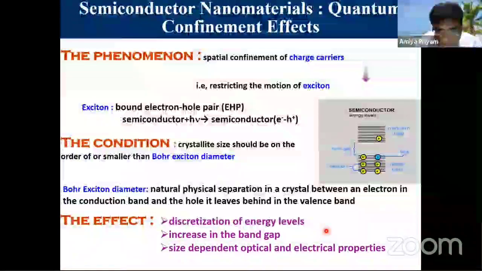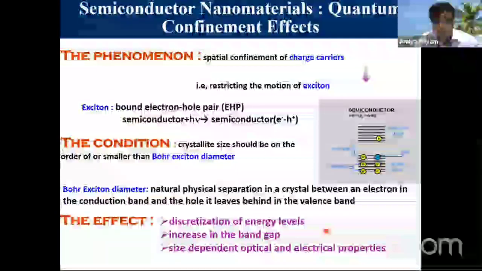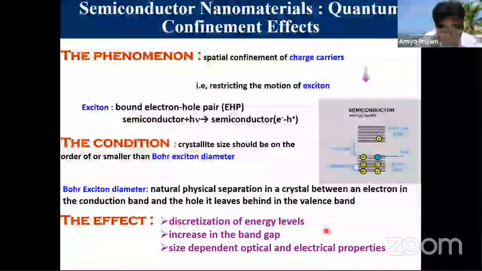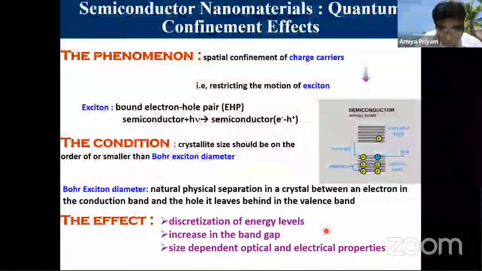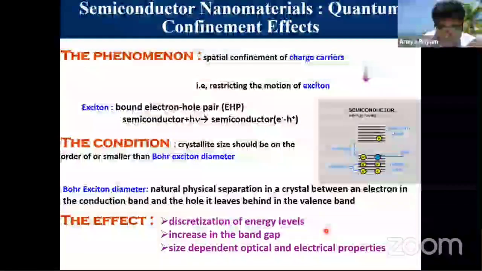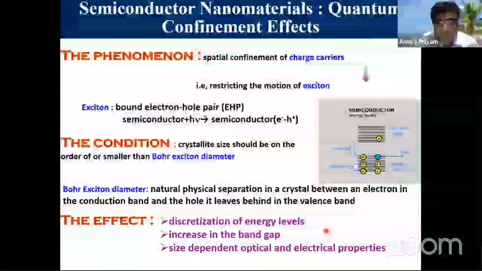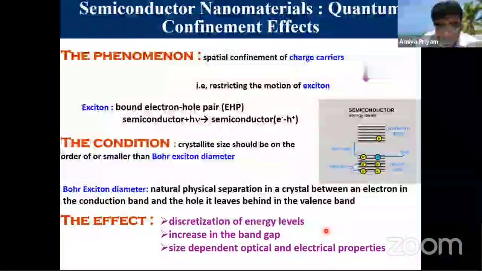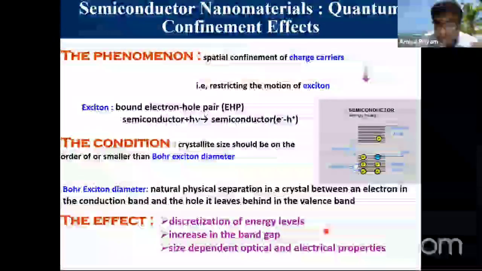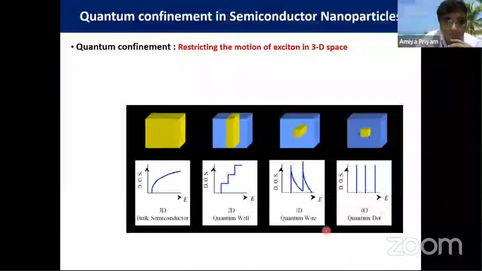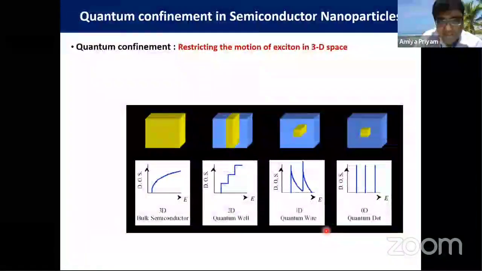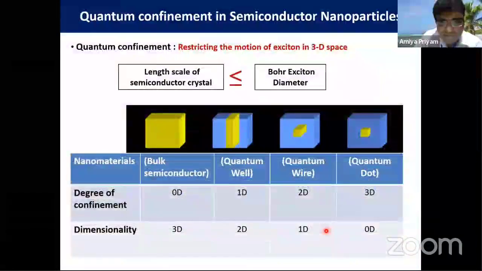So there will be an increase in the energy gap, if you are calculating from the conduction band edge, that is the bottom of the conduction band, to the top of the valence band. That energy gap will go on increasing as you decrease the size, and from here onwards you will see size dependent optical properties. So this quantum confinement in 3-dimensional space can be achieved.